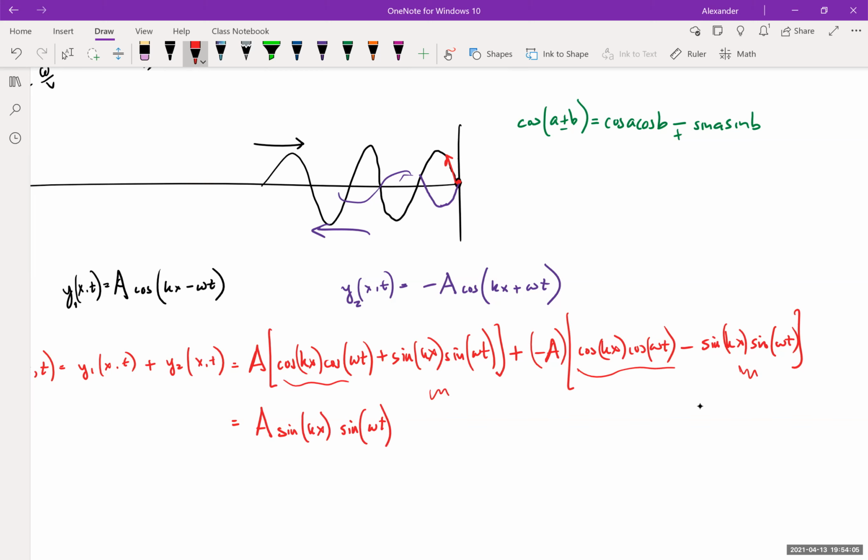But notice that this isn't a traveling argument anymore. I can't put this back in terms of, not cleanly, in terms of a kx minus omega t. We've sort of separated the x and the t relationship. There's no phase velocity to talk about anymore.